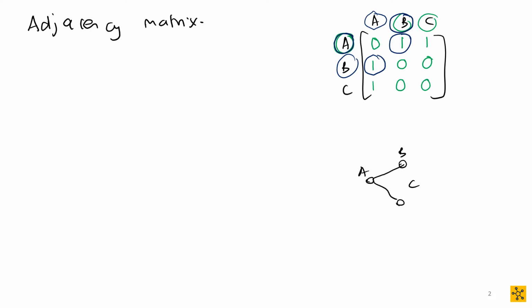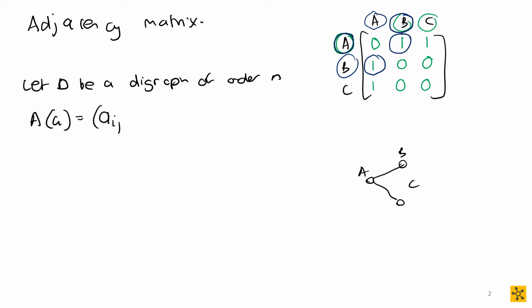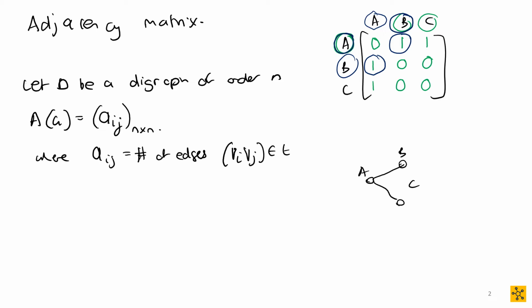So we are going to restructure it just a little bit by saying let D be a digraph of order n. We're still going to have the adjacency matrix C as an n by n matrix. So we still have the situation where your Aij is equal to the number of edges ViVj, which is an element of E.